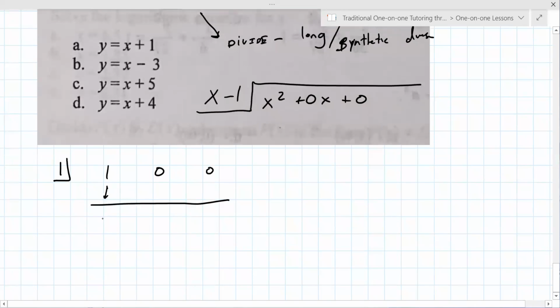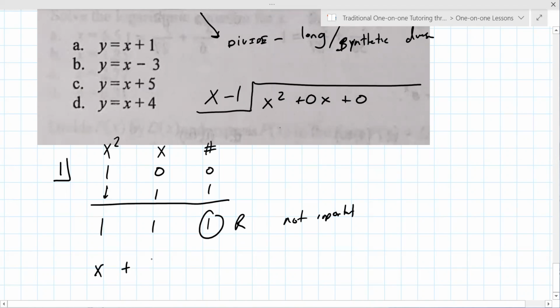So you bring the 1 down. 1 times 1 is 1. That goes here. Add 1. 1 times 1 is 1. Bring the 1 down. Okay, this is your remainder. This is not important in this problem. But it was x squared, x, and number. So it goes from x squared to now x plus 1. It's 1x plus 1.